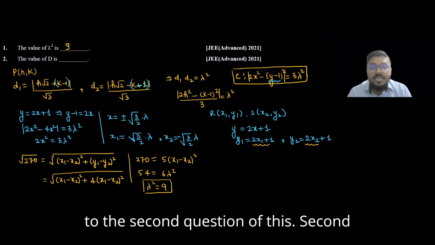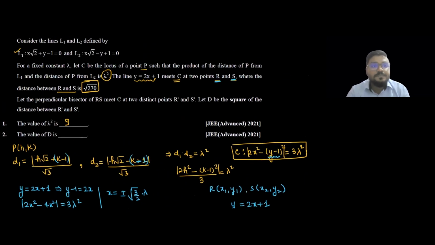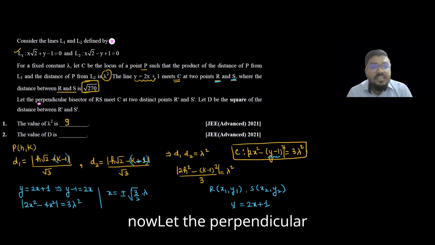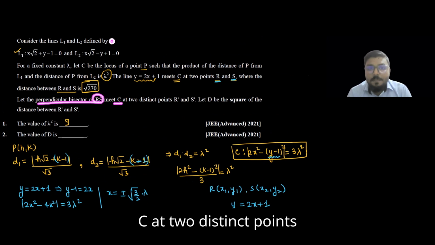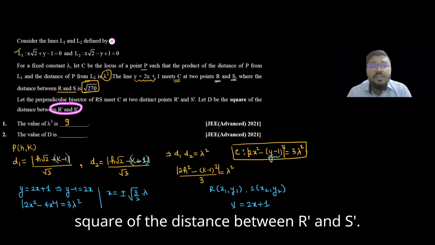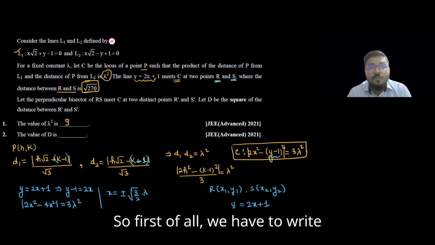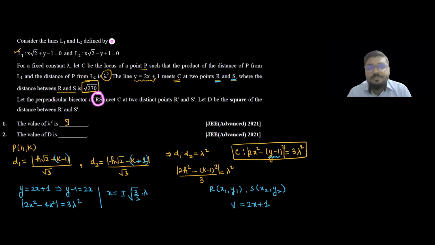Now coming to the second part of this question. Now let the perpendicular bisector of RS meet this curve C at two distinct points R dash and S dash. So D is the square of the distance between R dash and S dash. So first of all, we have to write the perpendicular bisector of RS.